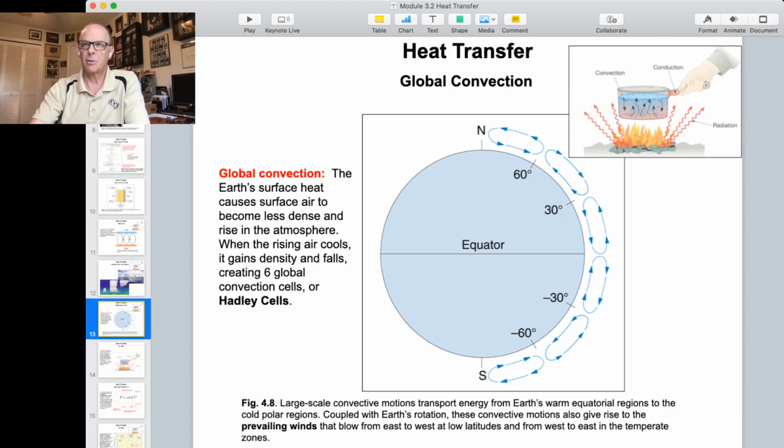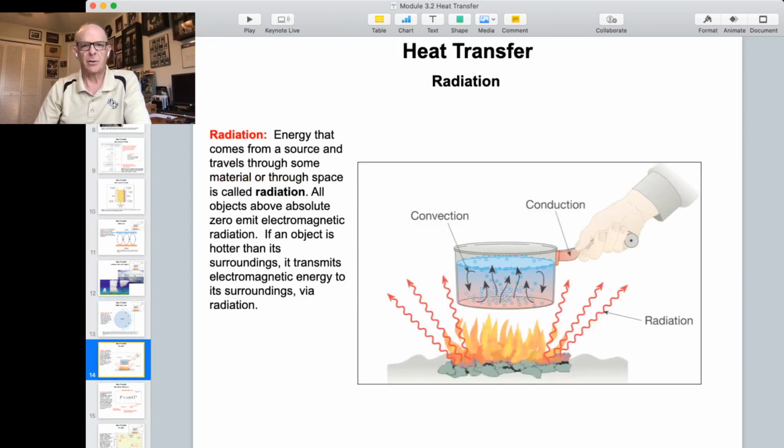6 total, 3 in the north, 3 in the south. The reason there are 6 has to do with the size of the Earth and how fast it's rotating. Other planets, such as Jupiter, have more because they're rotating more quickly. These global convection cells are going to be very important when we're talking about wind power later in the semester.